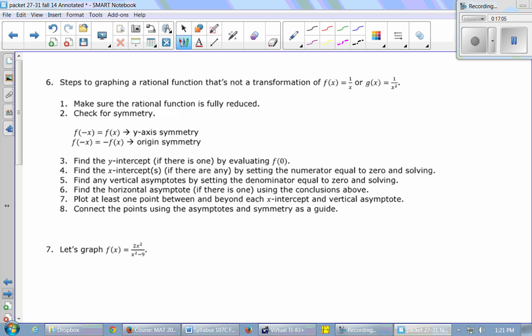5, find vertical asymptotes by setting the denominator equal to 0 and solve. 6, find horizontal asymptotes by using the conclusions we just talked about. Compare the degree of the numerator and the denominator. 7, plot at least one point between and beyond each x-intercept and vertical asymptote, and then connect the points using the asymptotes and symmetry as a guide.